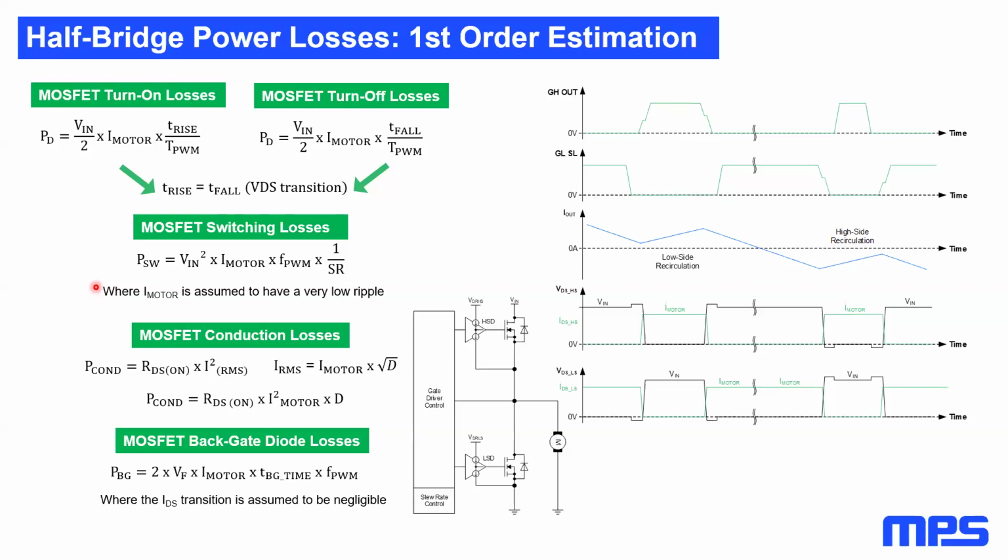MOSFET switching losses are a function of the motor current, the power supply, and the switching frequency. As we learned before, the drain source current starts to flow as the gate source voltage reaches the MOSFET threshold voltage, while the drain to source voltage transitions later on as we slew through the Miller plateau. The switching losses are maximum for a short period of time as drain source voltage and currents are both high.